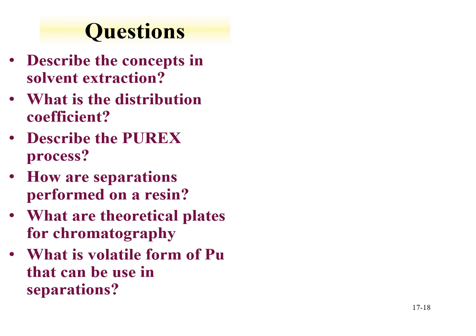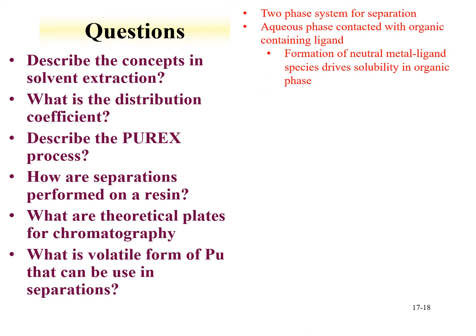And here are some questions related to lecture 17 on separations. So describe the concepts in solvent extraction. Well, solvent extractions are a two-phase system. We've got an aqueous phase and an organic phase, and generally the ligand is in the organic phase. So you adjust the aqueous phase with a specific ligand. You form a metal ligand complex which is neutral, and that goes into the organic phase. So by this way you separate a specific metal ion, usually by oxidation state, from an aqueous phase into an organic phase. And you tune your system so that only the metal ion that you're interested in goes into the organic phase. So what is a distribution coefficient?